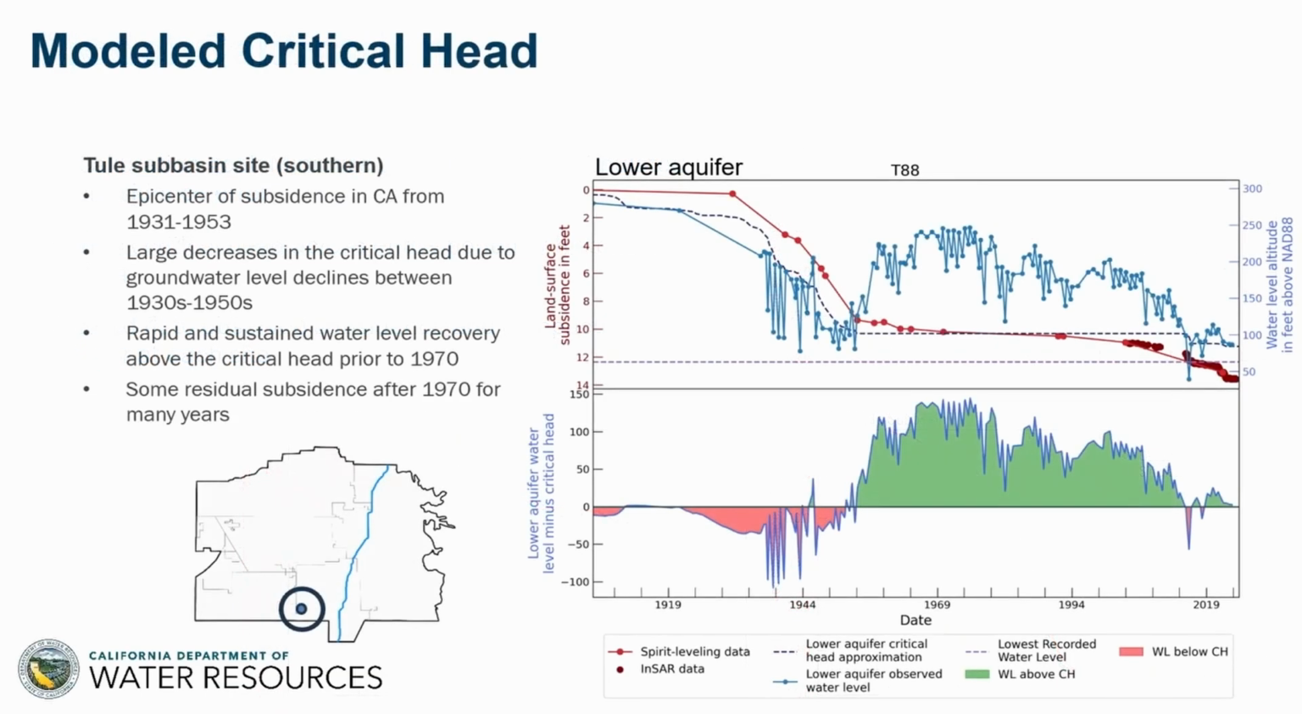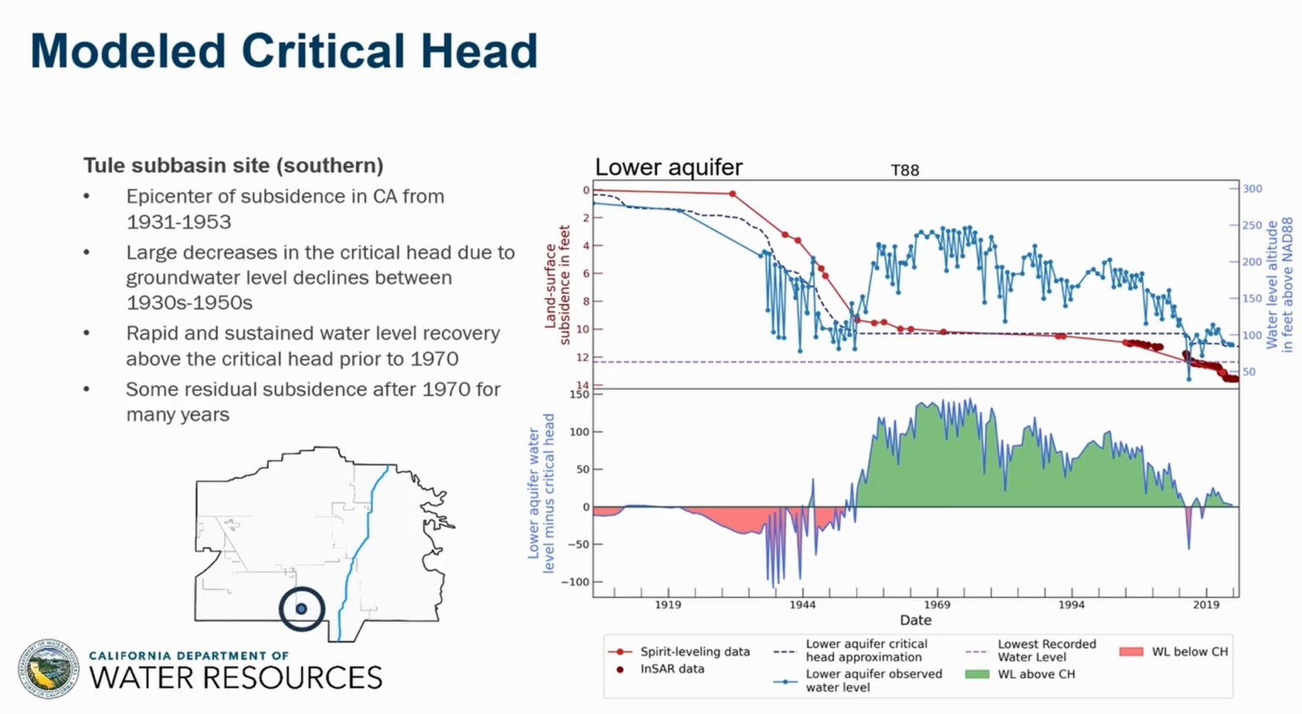So here we're finally getting to the modeled critical head results. On the screen is the site in the southern part of the Tule subbasin. To orient you to what you see on this slide, the top pane on the right side of the screen shows the observed water levels in blue and the subsidence in red. And these are the observed values at this site based on the long-term data analysis. On the top pane, you'll see two dashed lines. The one that looks like it tracks the subsidence is the modeled critical head. The bottom lighter blue dashed line on the top pane is the lowest historical groundwater level.